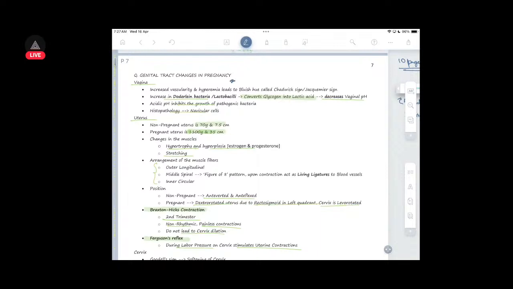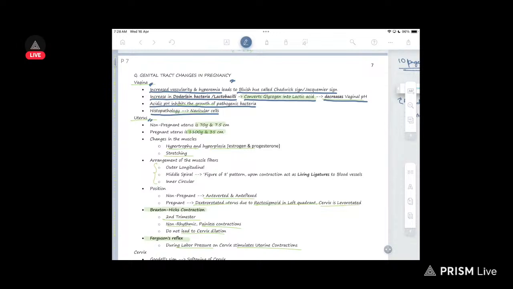Genital tract changes in pregnancy. Vagina: increased vascularity and hyperemia, a bluish hue called Chadwick sign or Jacquemier sign. Increase in Doderlein bacilli converts glycogen into lactic acid, which decreases vaginal pH. Acidic pH inhibits the growth of pathogenic bacteria. Histopathology: you have navicular cells that can be seen.